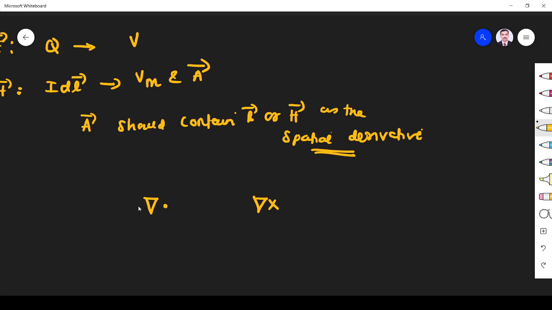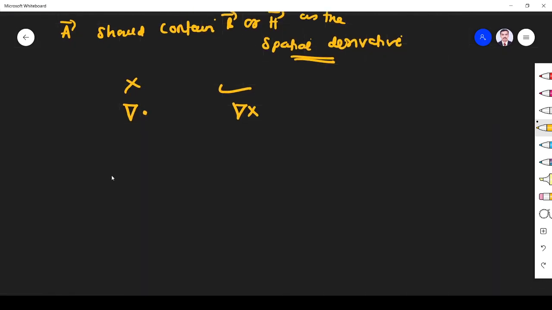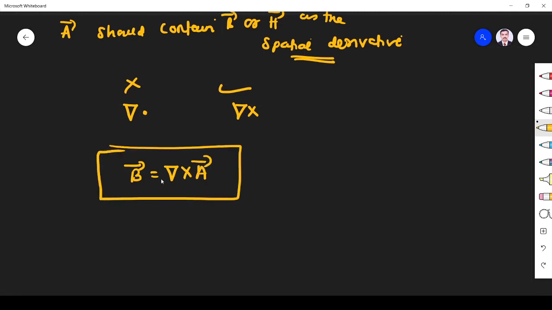So B should be the divergence of some A, or B should be the curl of A, but we take only curl, we don't take divergence, because curl of A will give a vector. Divergence of A will give a scalar, but our field is a vector. So we write vector magnetic potential in terms of magnetic field as B is equal to del cross A. This gives a vector quantity as output. That's why we took curl, not divergence.